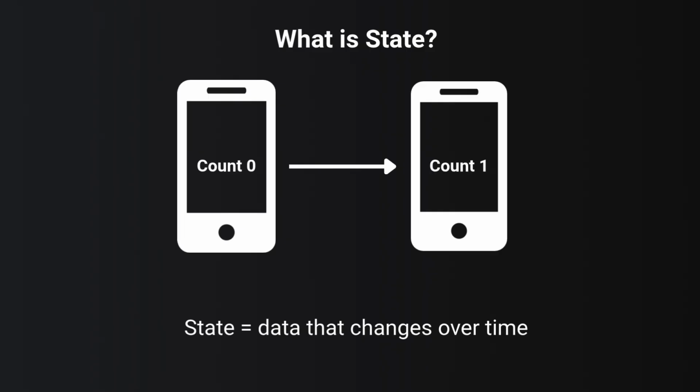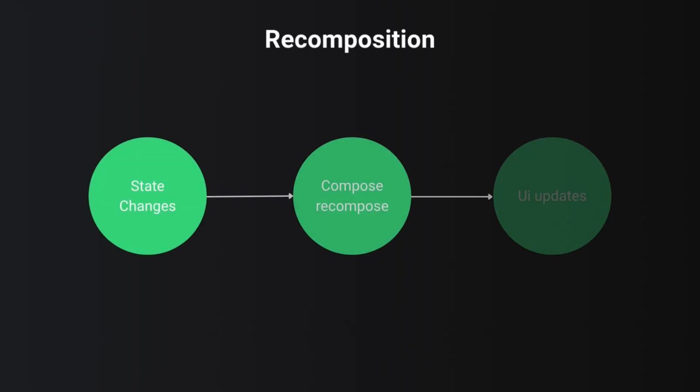In Compose, the UI is driven by state. State represents a value that can change over time, such as a counter, a toggle or text input. When the state changes, Compose automatically re-renders the UI to reflect the new value. The process is called recomposition.